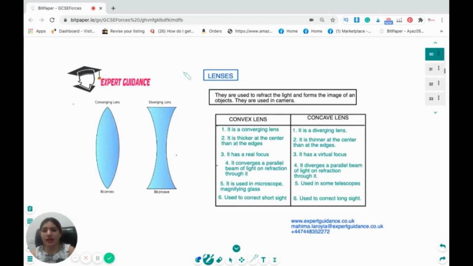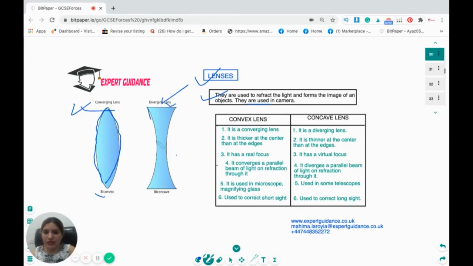Let's come to the last part, which is the lenses. Lenses are used to refract the light and form the image of an object. They are used in camera, and these are the two shapes of the lenses. One is this, which is like this, that's a convex or the converging lens, and concave or the diverging lens.